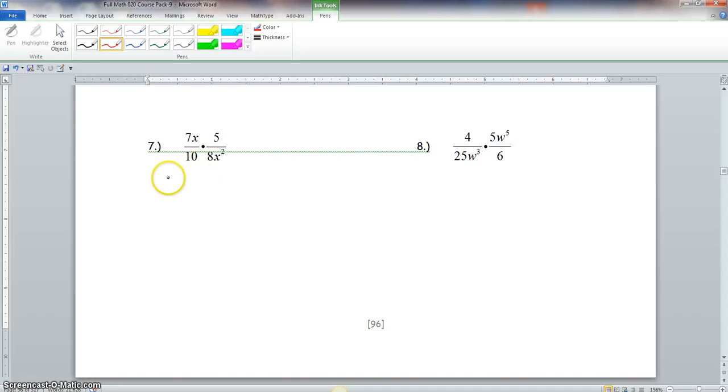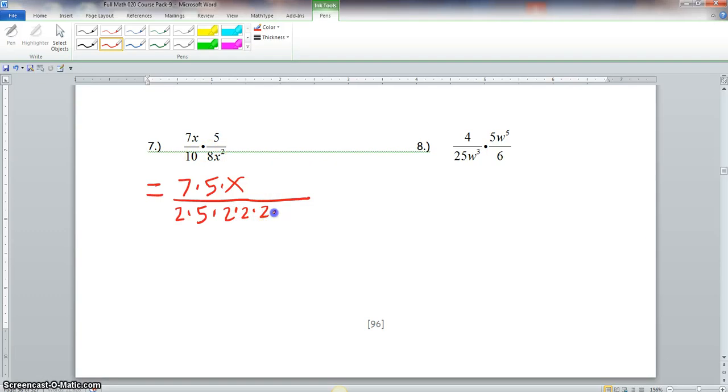Now we know 7 is prime. I'm going to write it down here. 7 is prime, and we know 5 is prime. And we'll bring over our x. And our denominator, 10, the prime factorization of 10 is 2 times 5. The prime factorization of 8 is three 2's.